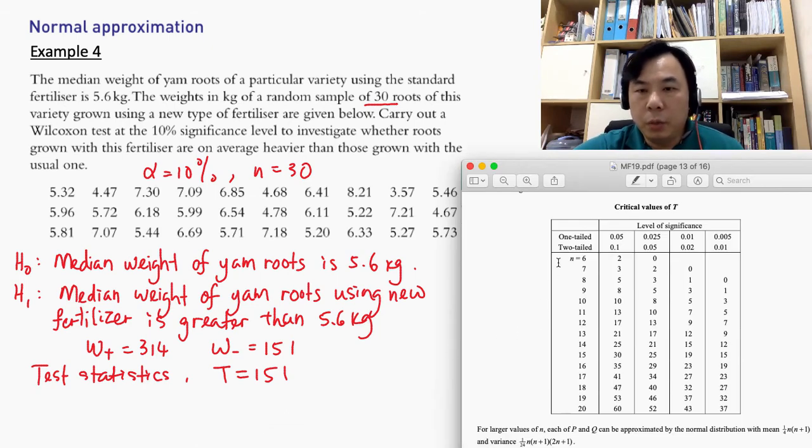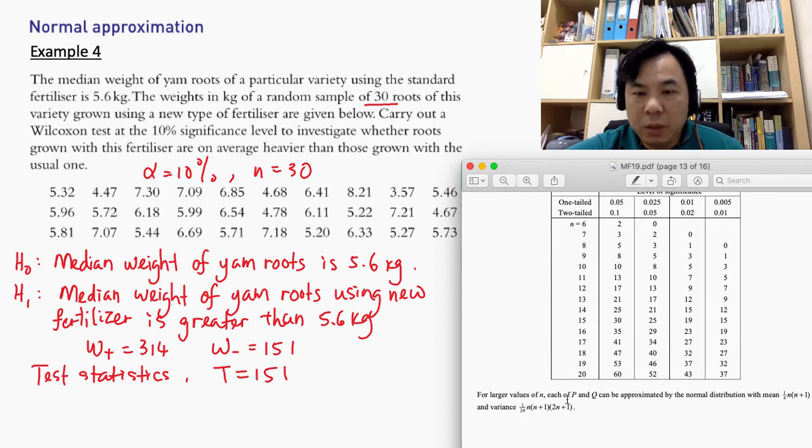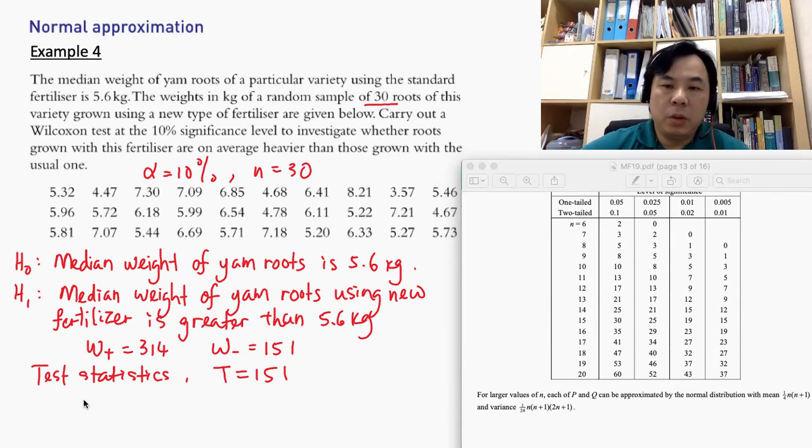Then we find that there is no 30 here. The maximum sample size allowed in the table is only up to 20. But luckily, they do give us a suggestion for large values of n, for any value greater than 20. Each of P and Q can be approximated by a normal distribution with this mean and this variance.